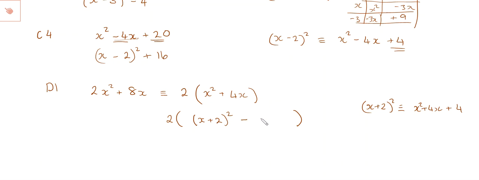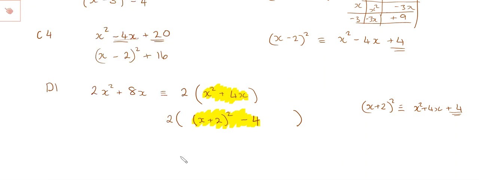Subtract. I've got plus 4. Subtract 4. Okay? So what I've done is I've dealt with only that bit. That bit becomes that. But the 2 is still there outside of those original brackets. Alright? What do I do now?